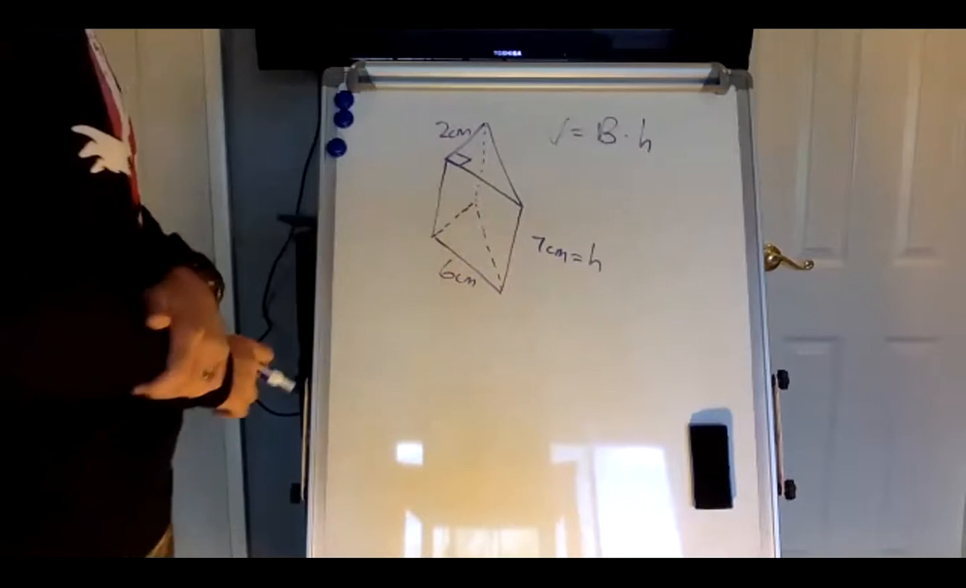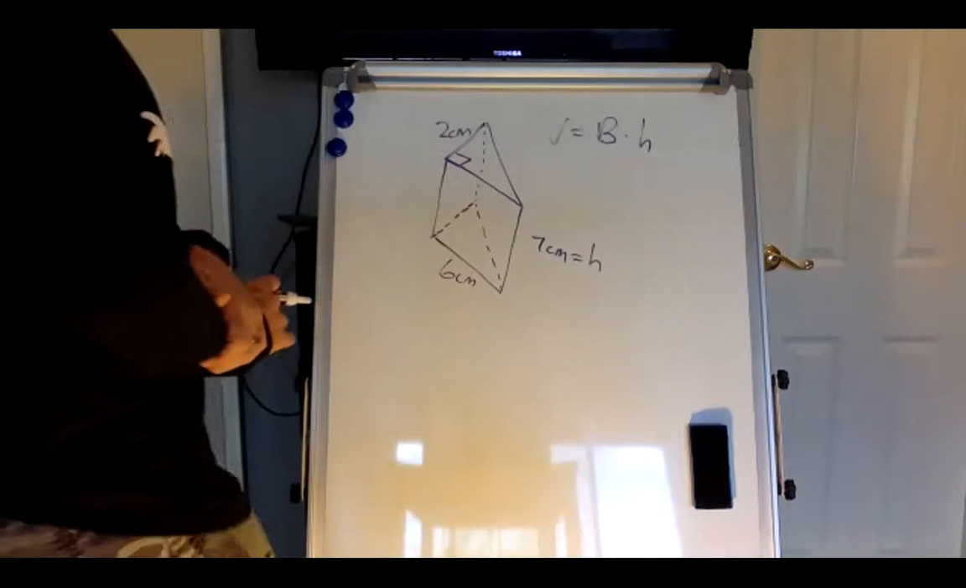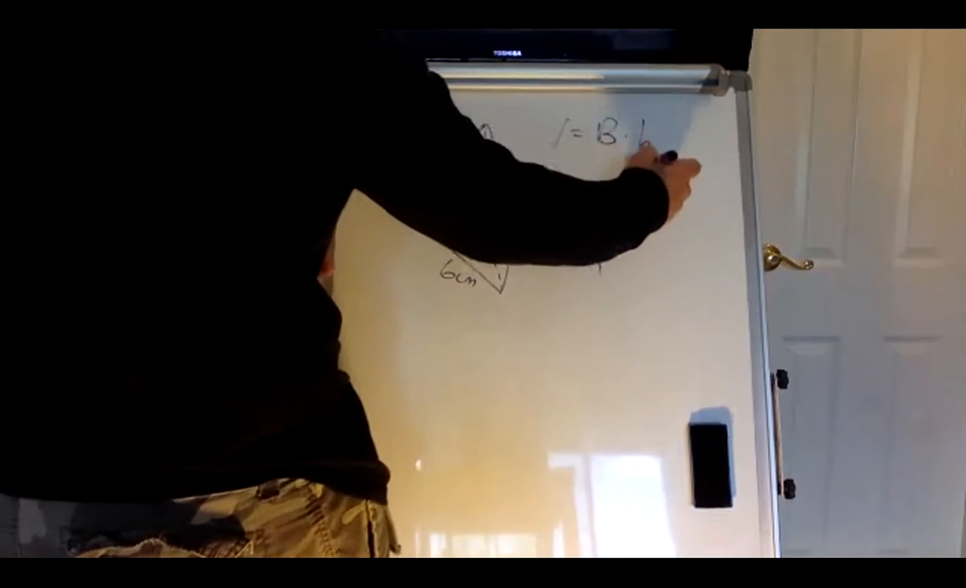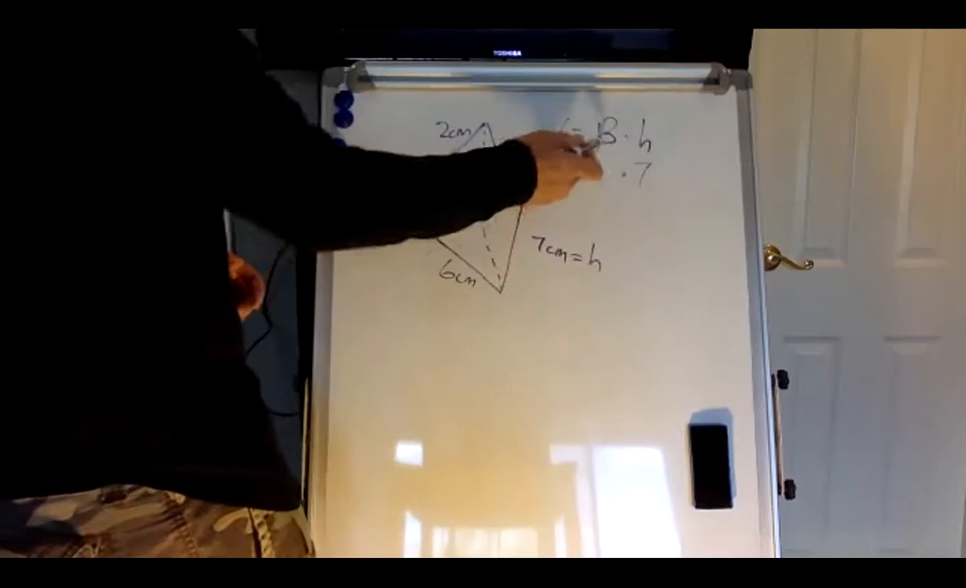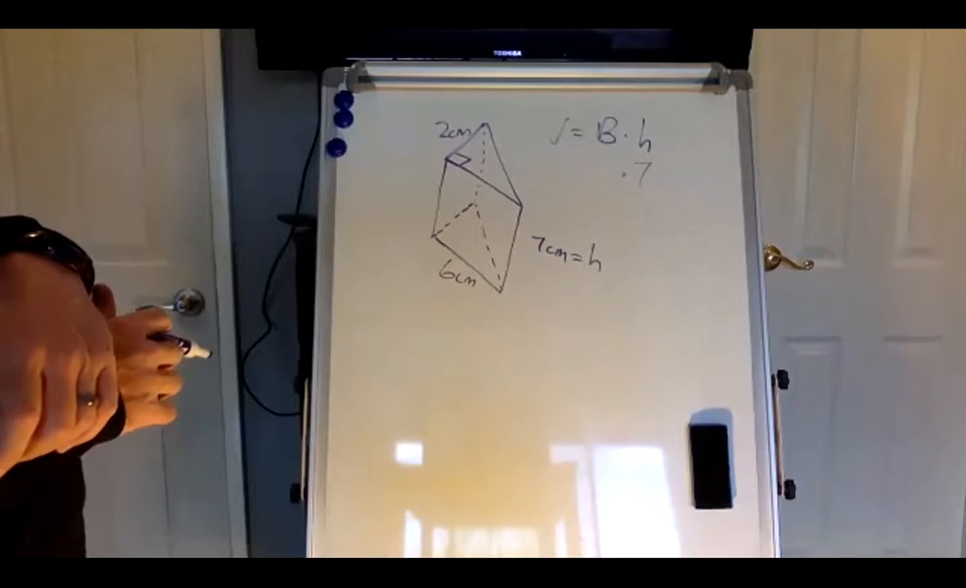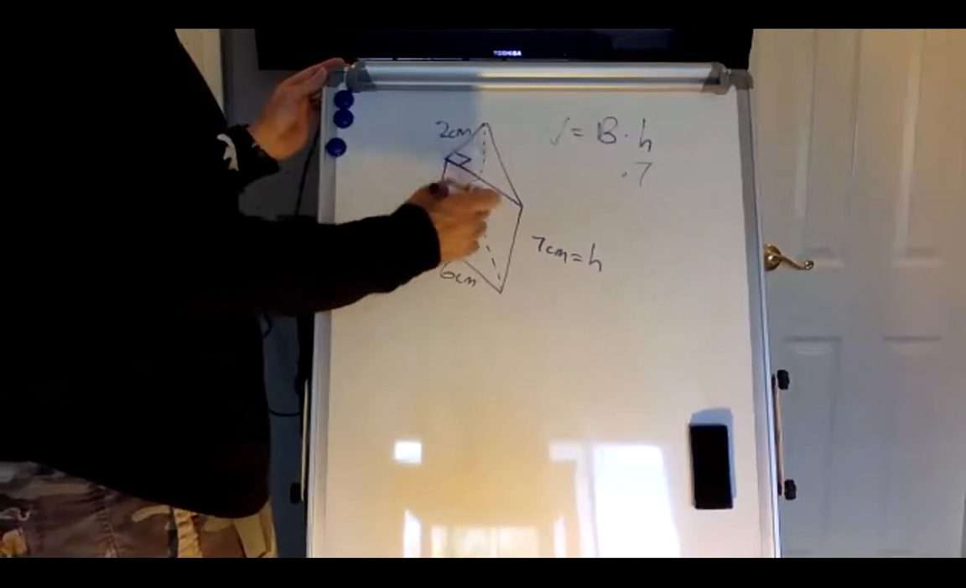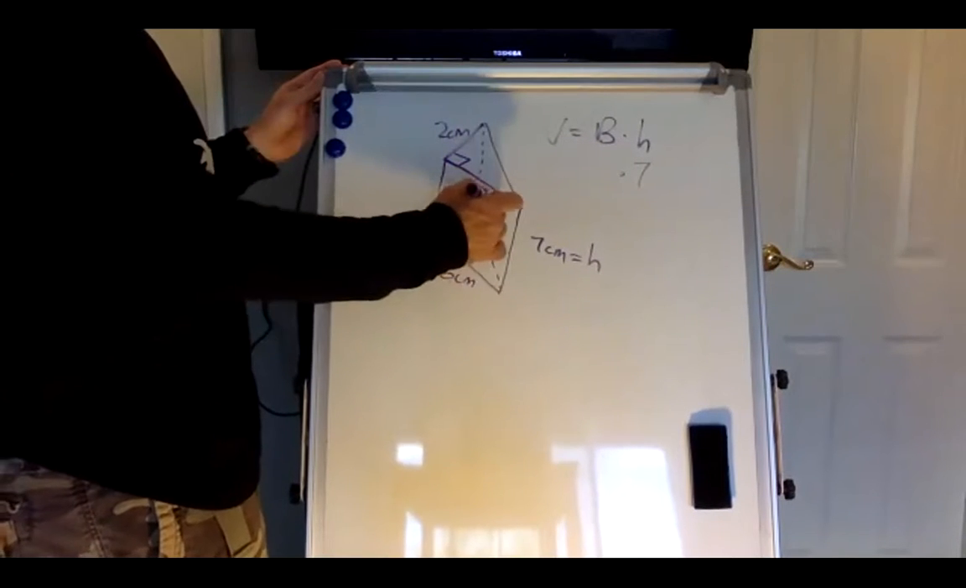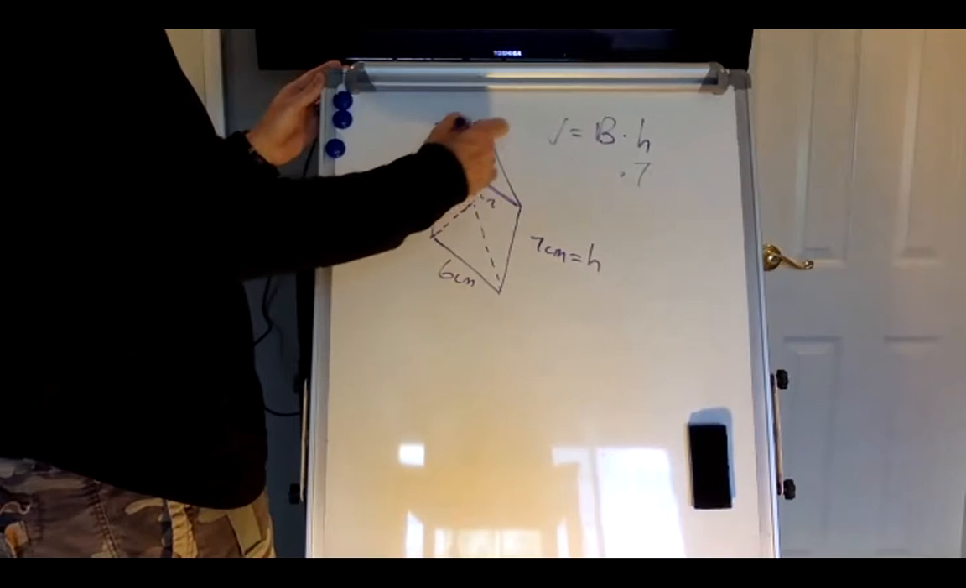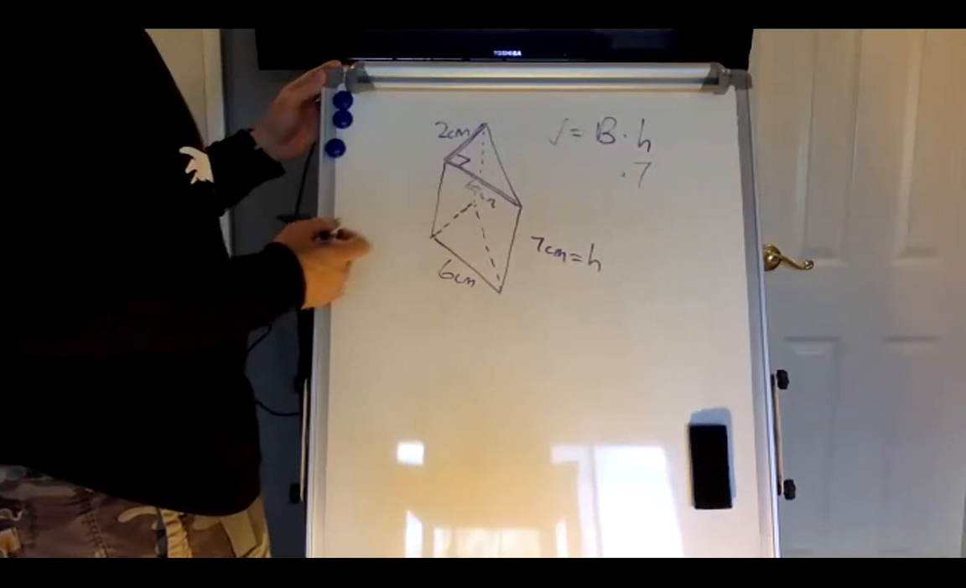That has to be the 7. Well, then that means that if I know that this is 7, it's my job to find the area of the triangle, the base. Well, if this is 6 here, because that's 6, then I have the 2 dimensions that I need for the triangle.